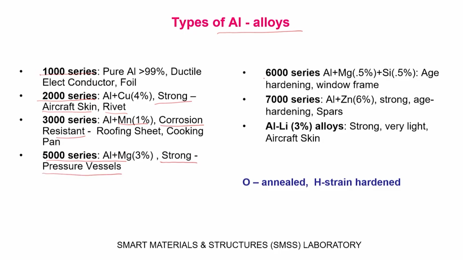Then if you go for 6000 series, you get not only aluminum and magnesium, but also silicon. So, it is used in stronger applications like window frames, edge hardened products, etc. 7000 series again gives you strength, edge hardening and all these things together. So, that is with the zinc. And also we have a variety of aluminum with lithium alloys, which is strong, very light, and it is generally used in aircraft skin.